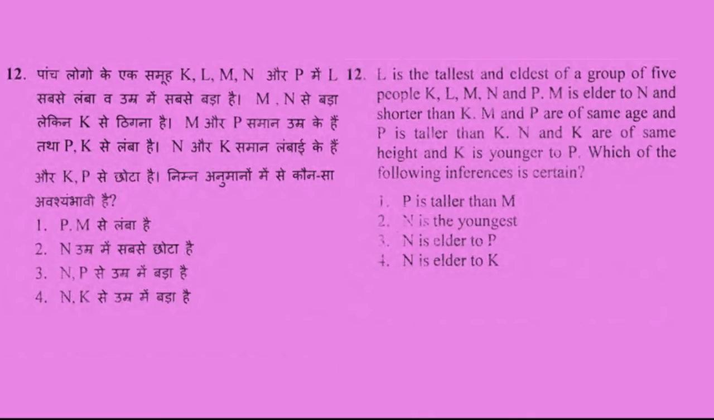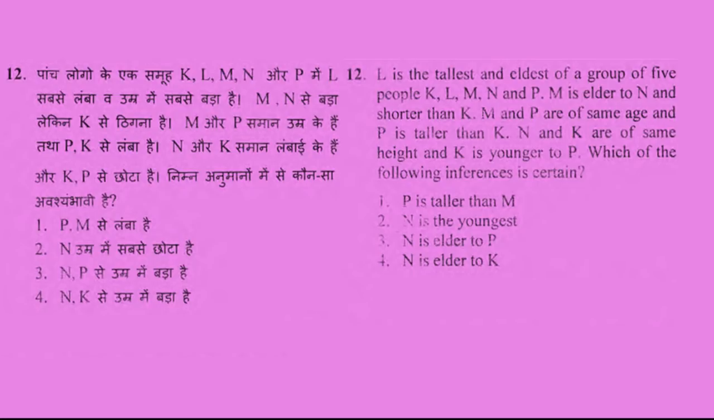Friends, problem number 12. L is the tallest and eldest of a group of 5 people K, L, M, N and P. M is elder to N and shorter than K. M and P are of same age and P is taller than K. N and K are of same height and K is younger to P. Which of the following inference is certain?